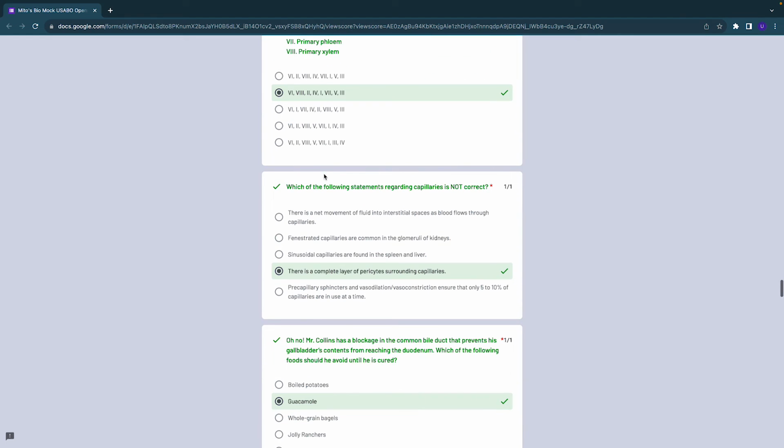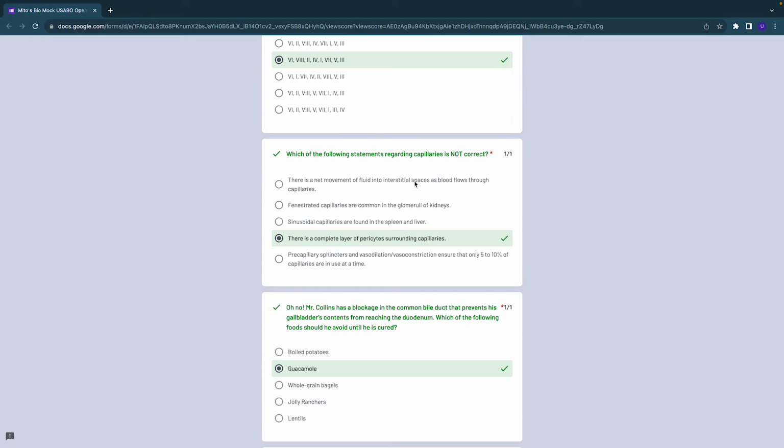All right, which of the following statements regarding capillaries is not correct? So all of these are going to be true. This is described in the cardiovascular or the circulatory system video. And then this one is not true. Parasites, they just kind of occur occasionally on the capillaries, definitely not a full layer.